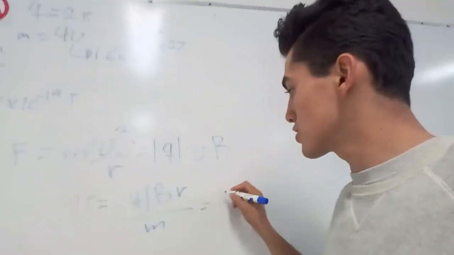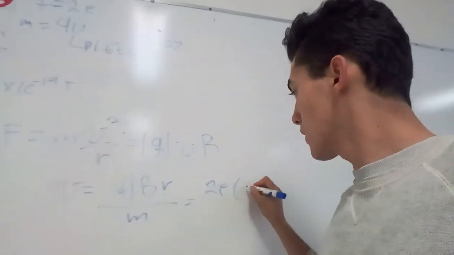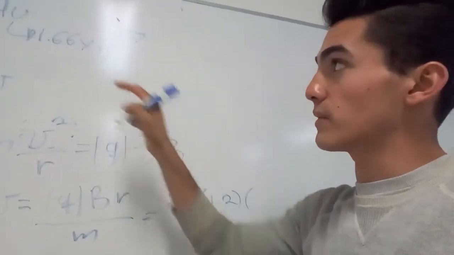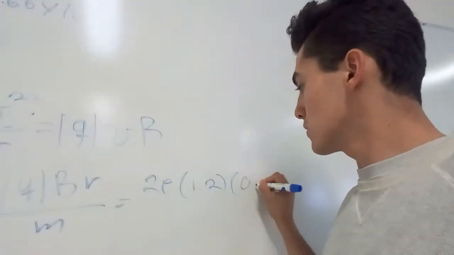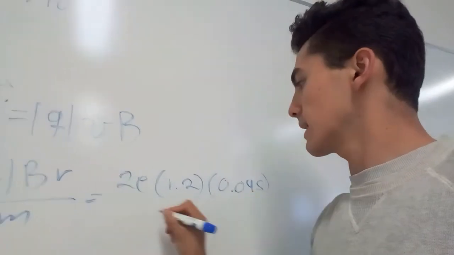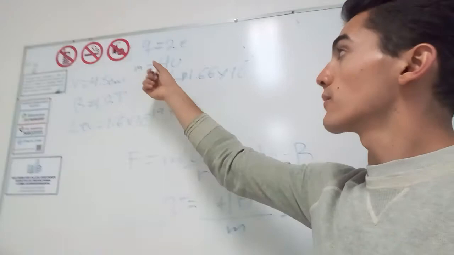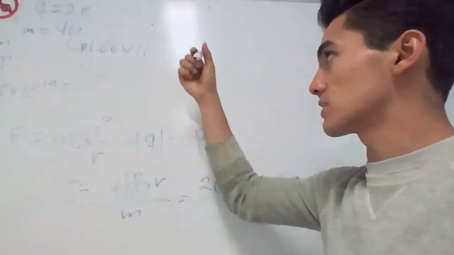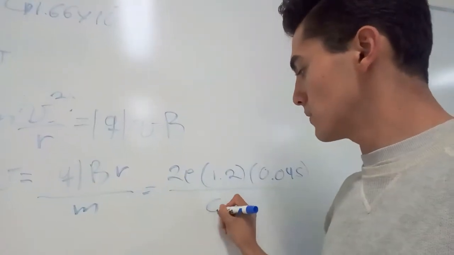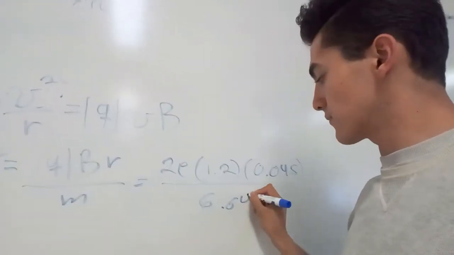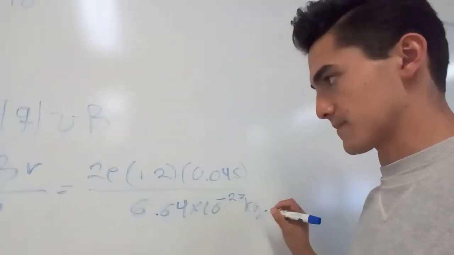We know that the charge is equal to 2 times e. We know that the magnetic field is 1.2 Tesla, and we know that the radius is 0.45 centimeters, but we have to turn it into meters, so we write it like that. And we know that the mass is equal to 4 times 1.66 times 10 to the minus 27, so that is equal to 6.64 times 10 to the minus 27 kilograms.